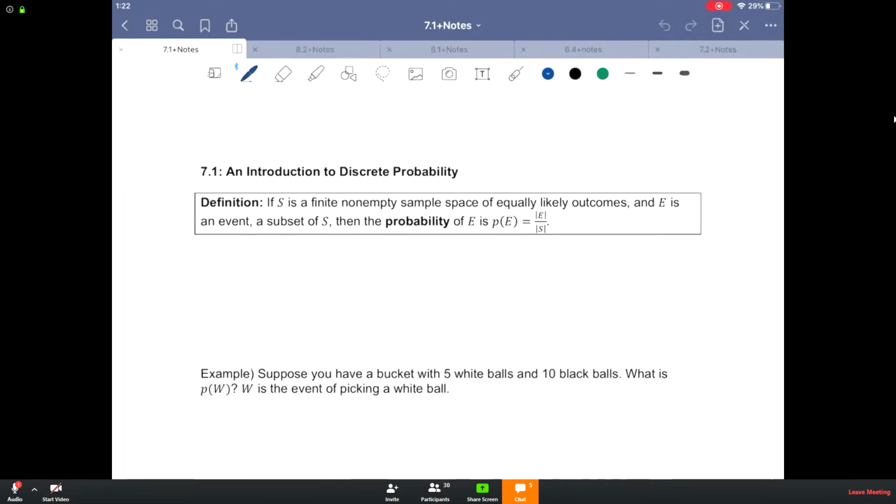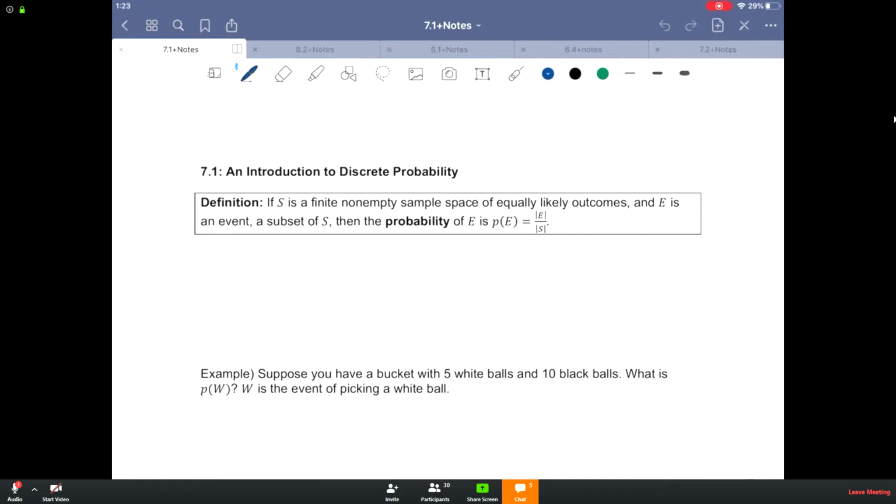So probability, we have the actual definition there. Now it's exactly what you've always thought probability to be. Okay, so S is a finite, non-empty sample space. Remember, sample space is all your possibilities of equally likely outcomes. And E is an event, a subset of S. An event is a subset of S. Then the probability of E happening, and we use this notation little p and then parentheses of E, is the cardinality of E divided by the cardinality of S.